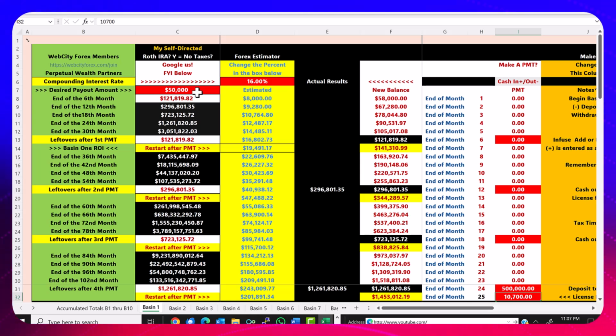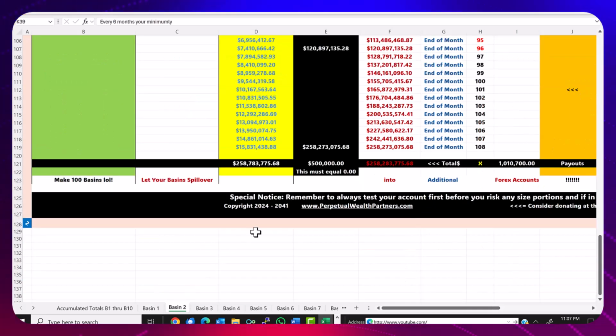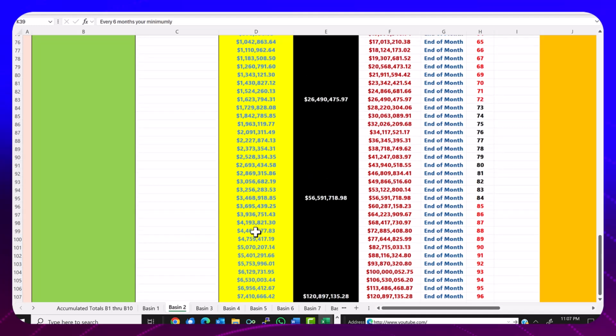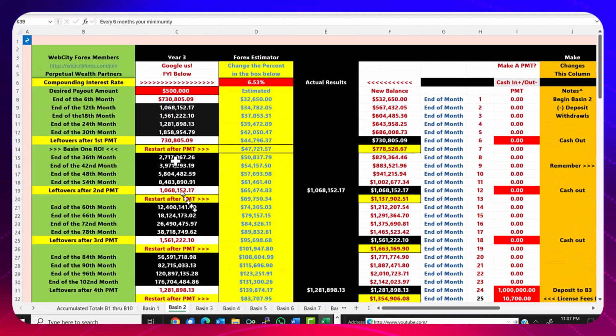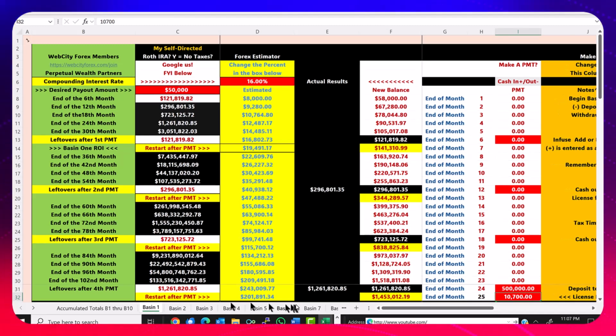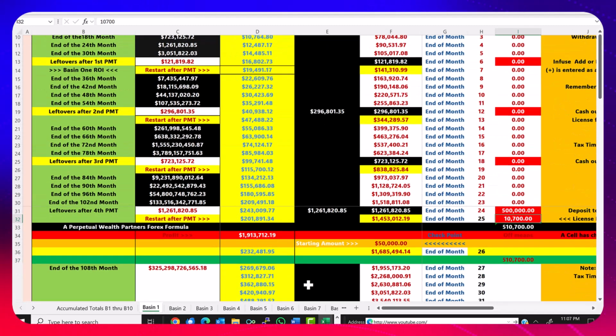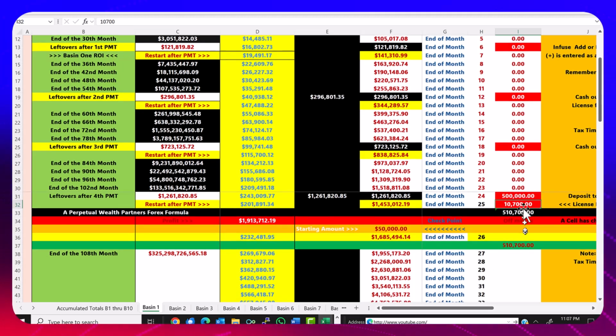Because we put in 50,000, put in 16%, basin 1, basin 2. We're going to move. What are we going to do? We're going to put in 500,000 into basin 2. At the end of 500,000, we could actually do more if you wanted to. Let's do 1 million. Hopefully 1 million works at your broker.